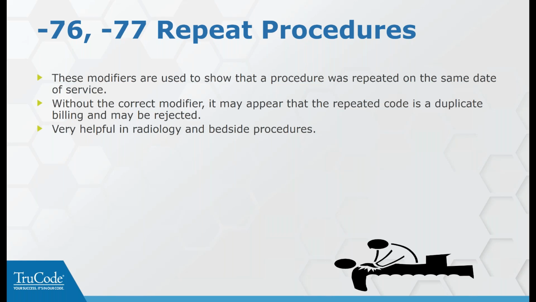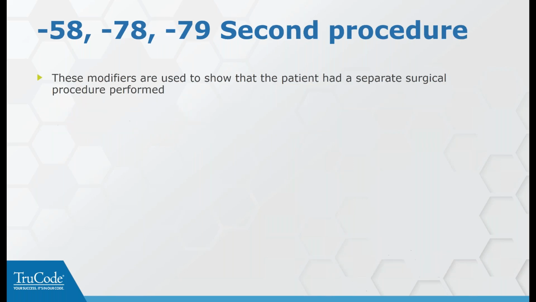So let's say the patient needed thoracentesis that morning, the doctor did that, they had a buildup of fluid, they had to come back in later that day and do another thoracentesis. That is exactly the same code. I would use a 76 if it's the same physician or surgeon doing that procedure the second time. If it's a different doctor, then I would use a 77.